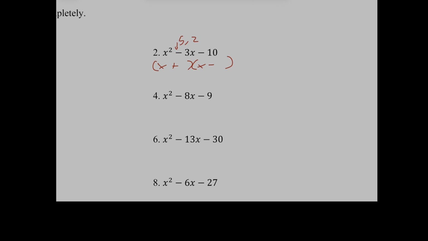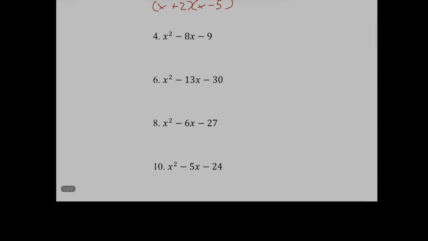The bigger one gets the sign in the middle, so the bigger one's going to get the minus, and the smaller one's going to get the plus. Multiply them, negative 10, add them, negative 3. Hey, we win. Let's do number 4. Third term negative. When I see third term negative, all I know is signs are different, and I can write plus and minus right away.